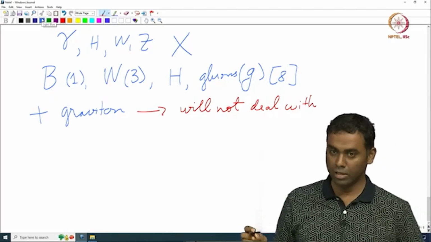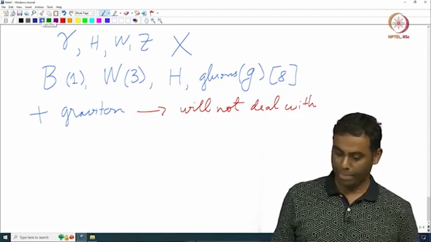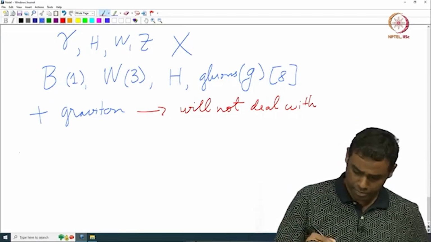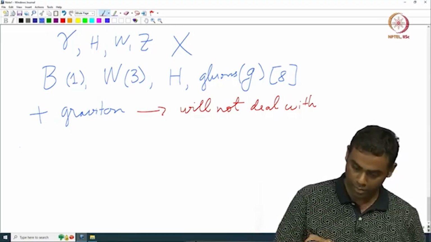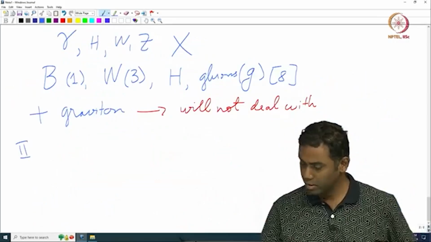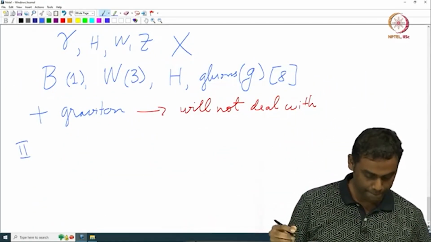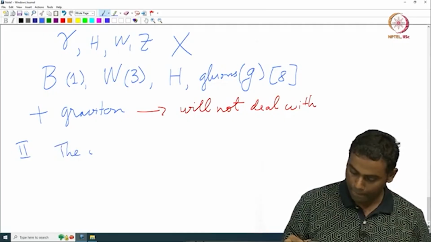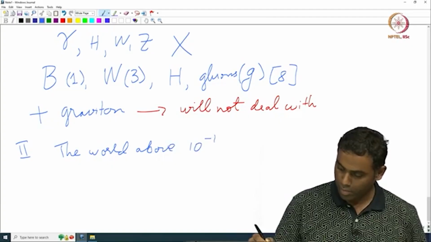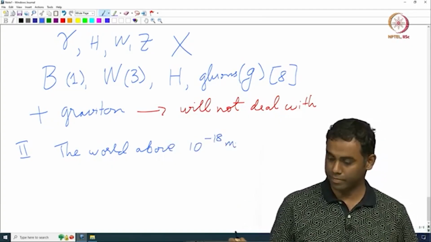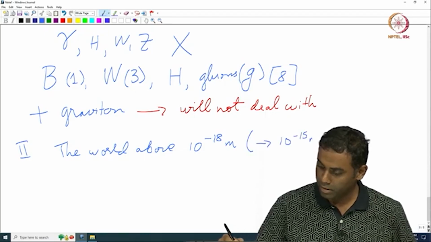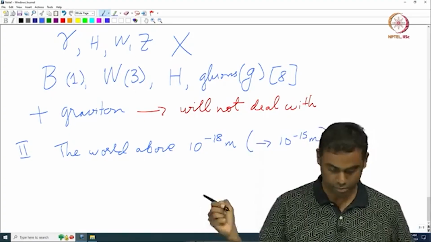So much for the world at the smallest scales that we know of. Now let's see how the world looks. Now the world above 10 power minus 18 meters, at least up to 10 power minus 15 meters.